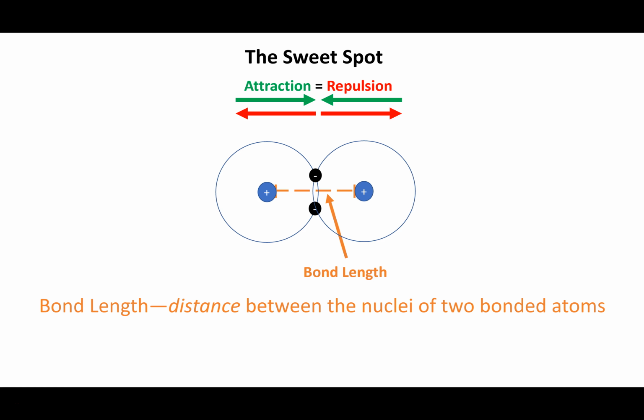Okay, now this distance between the nucleus of each atom, or the nuclei of the atoms, is referred to as bond length. And I'm not going to go into detail as to how bond length can change based on different characteristics of different atoms, but it's something we're going to talk about later. So I just wanted to at least introduce it to you that bond length is nothing more than the distance between the nuclei of two bonded atoms.